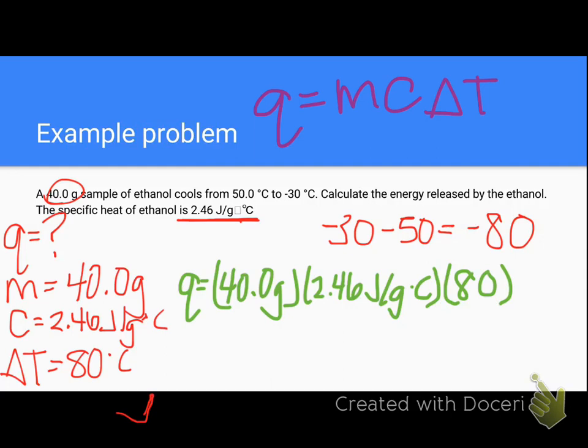So whether you're following along or you're double checking, make sure that you are trying to punch those numbers in on your own. So if we do 40 times 2.46 times 80, you should get 7,872. What's our unit? Let's go back and check. Grams. This should have had a degree C. See how that's important? Degree C. I am left with joules. So 7,872 joules. Go ahead and try some of these practice problems on your own.